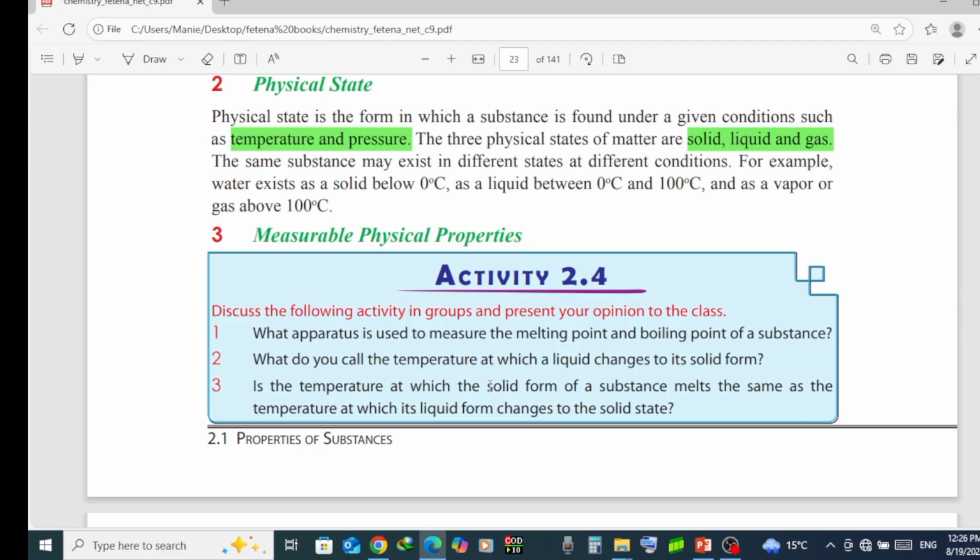Therefore, is the temperature at which the solid form of a substance melts the same as the temperature at which its liquid form changes to the solid state? Okay, so these are the 3 questions. In your real class, you can deal with your teacher on this, or you may see this in the experiment. Anyways, let's try to see some of the answers.